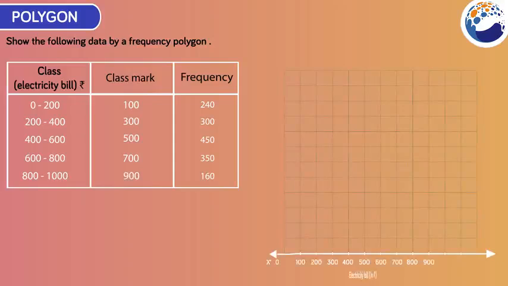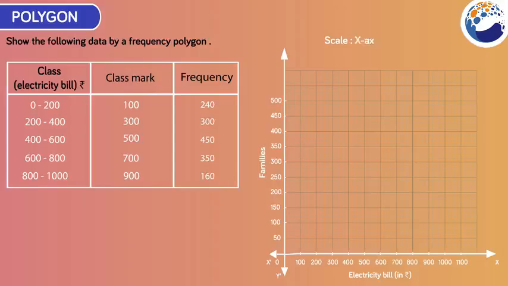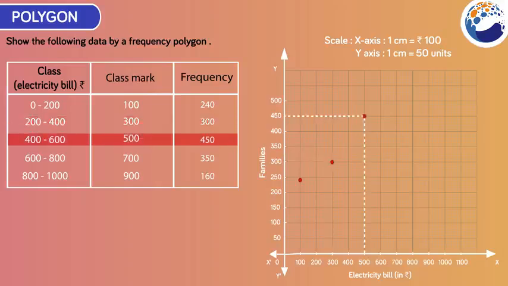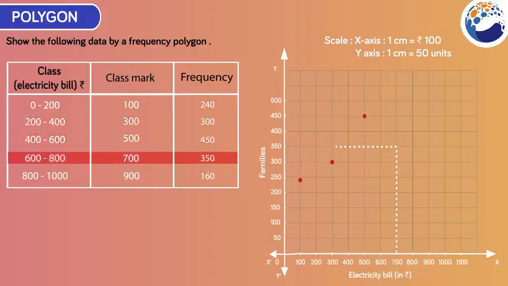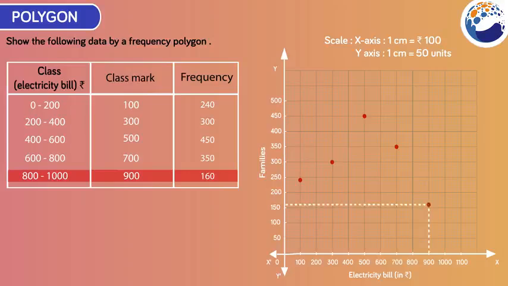Now we draw the x-axis and y-axis and mention the given information. Then write the scale. On the x-axis, 1 centimeter is equal to 100 rupees. On the y-axis, 1 centimeter is equal to 5 units. Now let us plot all the points on this graph. Coordinates of the first point are 100, 240, second are 300, 300, third are 500, 450, fourth are 700, 350, and fifth point are 900, 160.